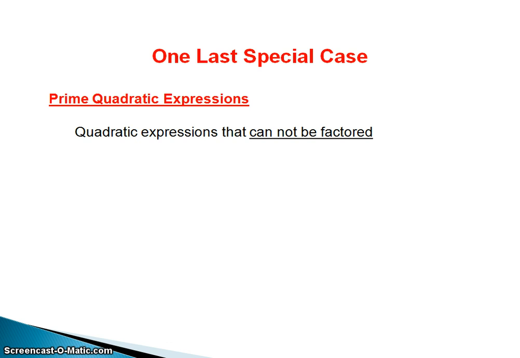Okay, one last special case. Prime quadratic expressions. Now, you know, prime numbers are numbers that are only divisible by 1 or themselves. Well, prime quadratic expressions are quadratics that cannot be factored. Now, in real terms, what that means is they don't have x-intercepts. If you graph them, they start and go up above the x-axis, or they start and go down below the x-axis. They do not touch or cross the x-axis at all.